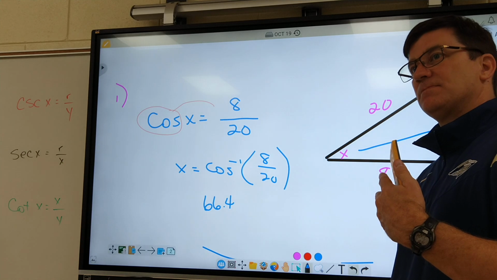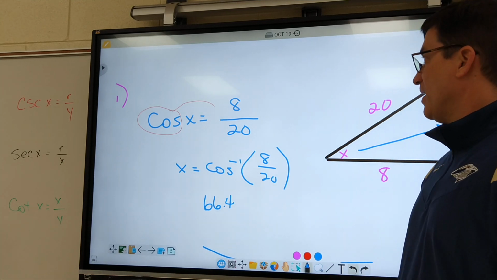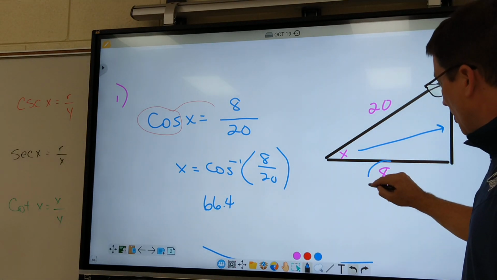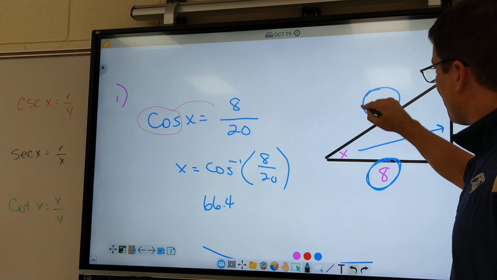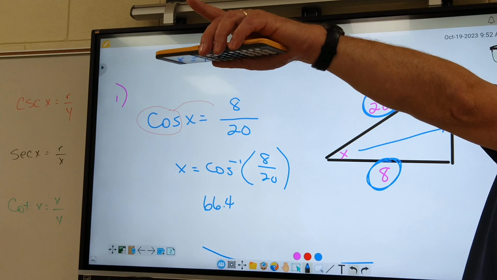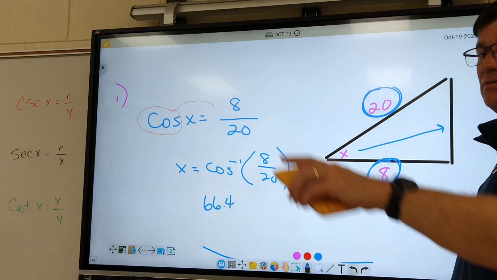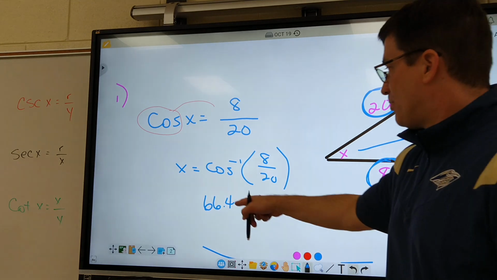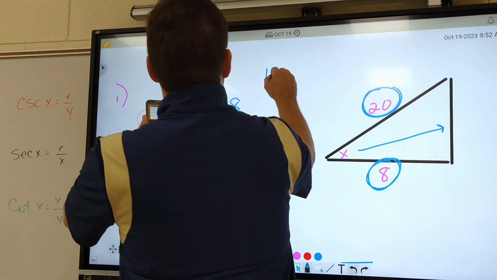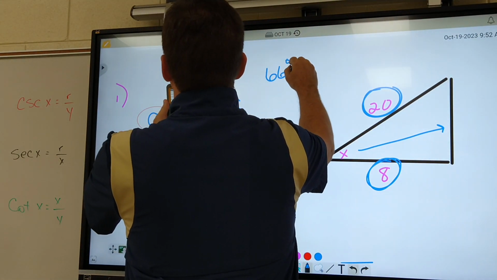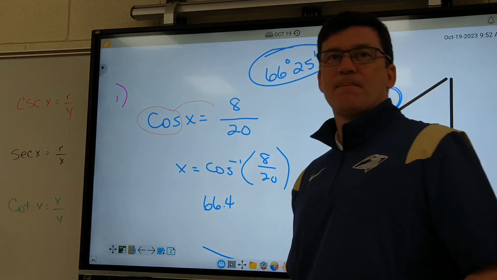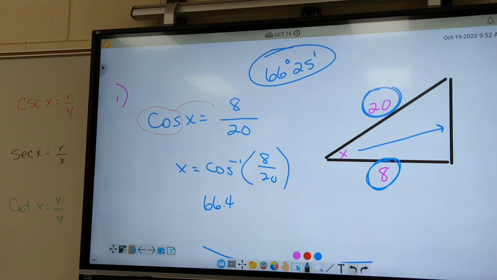How do you know when it's going to be cosine or tangent or anything? Okay. This one right here had to be cosine because I got a number on the adjacent side and a number on the hypotenuse, and the only one that's adjacent and hypotenuse is cosine. I'll give y'all the formulas. All right, so I put that in my calculator. I got 66 degrees, 25 minutes. Somebody check me.